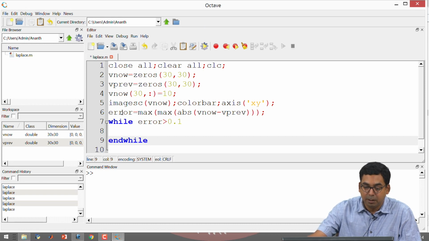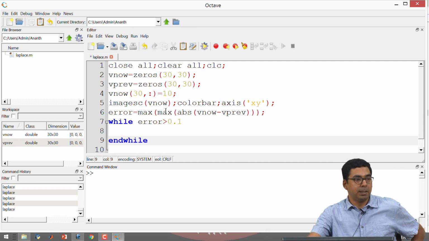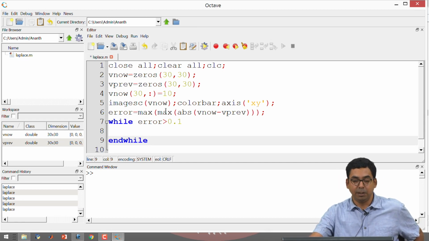So, I have the variable error defined as max of absolute value of V now minus V prev. V now is a matrix, V prev is a matrix. The difference between the two will give you a matrix, and I am going to use only the absolute value of all the elements. So, I have ABS, right, which will remove the negative signs, and then I am going to take the max of max. That is how we get the single maximum element from the difference.